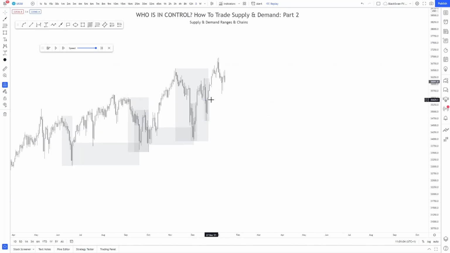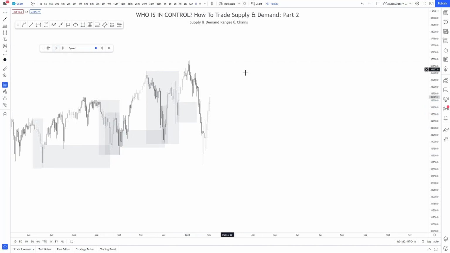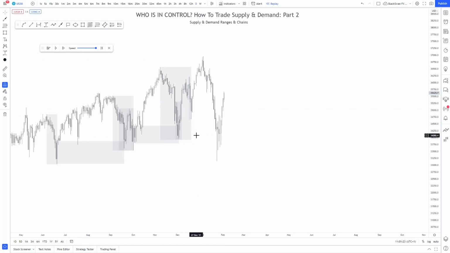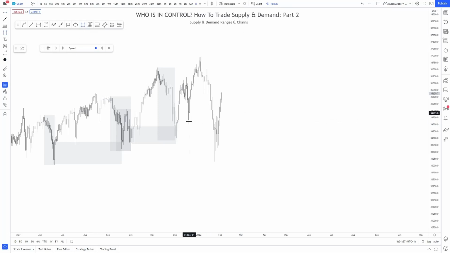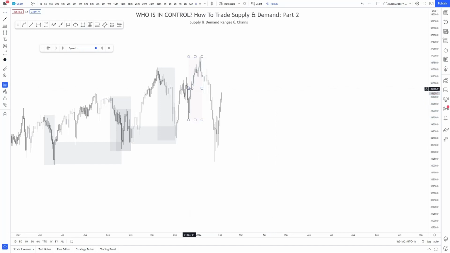So as price creates this range, maybe it comes to here. I'm not too sure. No. So what has happened here? This range has been violated. The chain has been broken and structure has shifted. Okay? So I just minimize this, delete that. As we can see, we get our first signs of supply coming into the market here and taking control.